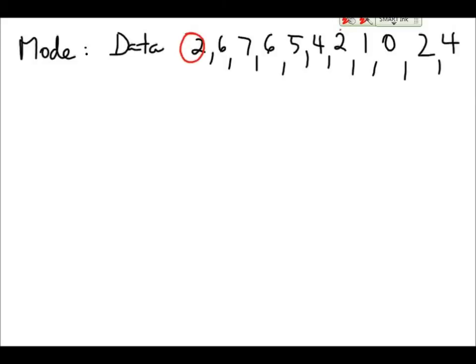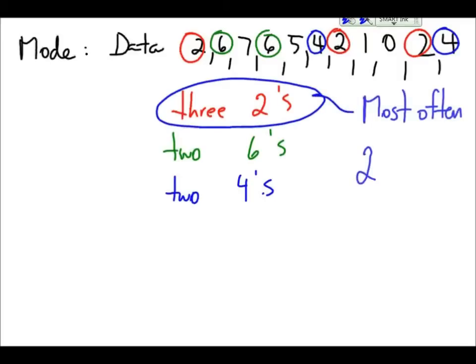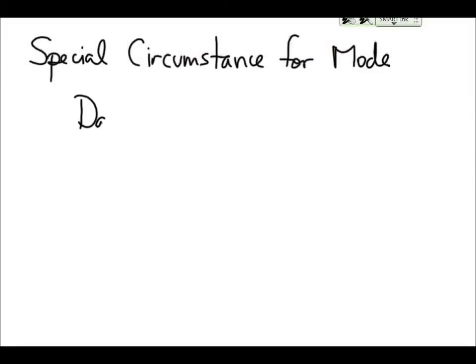Let's take a look at mode now. So back to our familiar set of data numbers. And in this situation, I have 3 2s, I have 2 6s, and I have 2 4s. 3 2s occurs most often, therefore 2 is the mode. So mode is a very simple thing. Which number occurs most often?